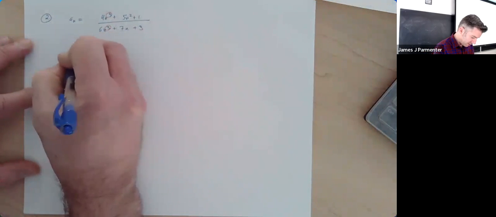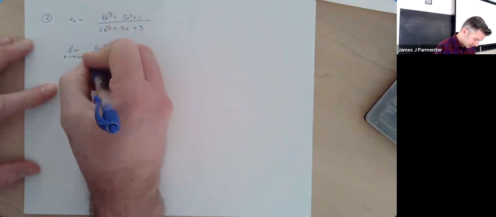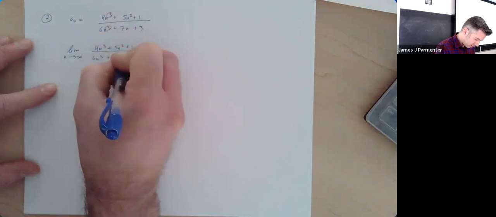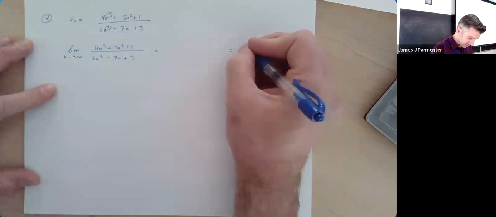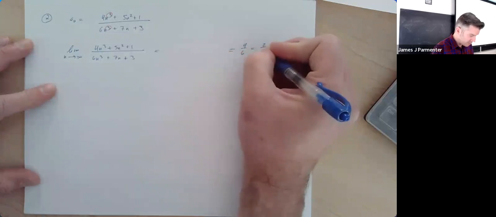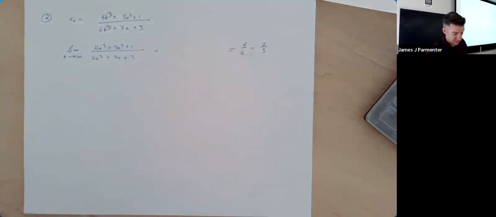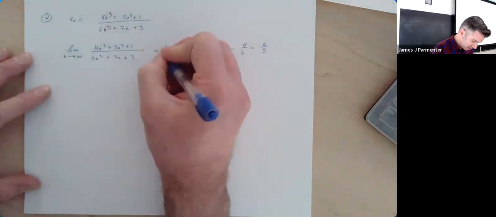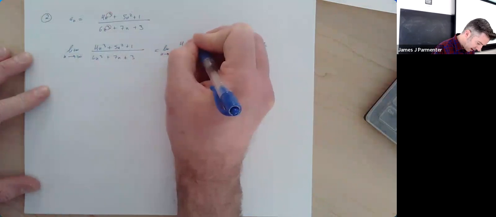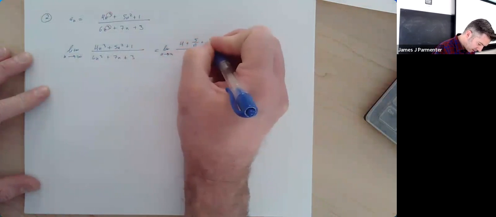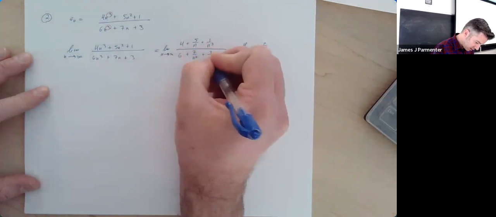The limit as n goes to infinity of 4n cubed plus 5n squared plus 1 over 6n cubed plus 7n plus 3. The work, which I'm going to skip for a second, the answer eventually is going to be 4/6, which reduces to 2/3. And the step I didn't show yet is to divide everything by the highest power of n that's in your denominator, which is going to be n cubed. So we get the limit as n goes to infinity of 4 plus 5 over n plus 1 over n cubed over 6 plus 7 over n squared plus 3 over n cubed.